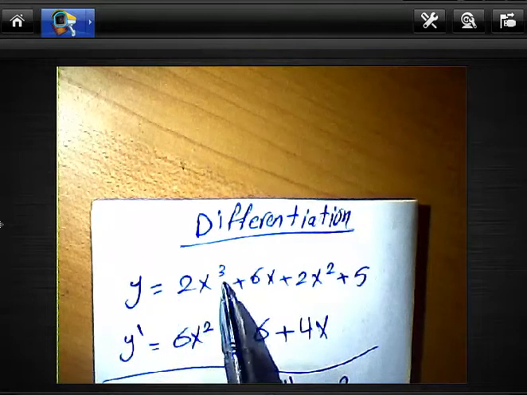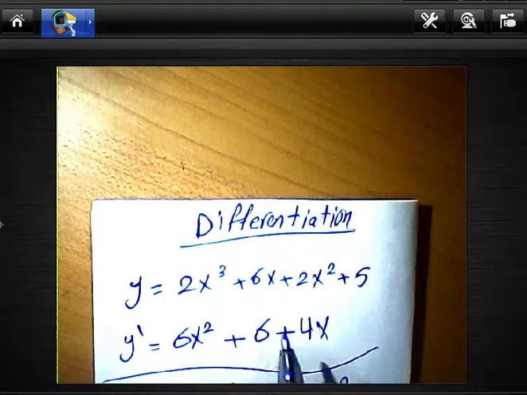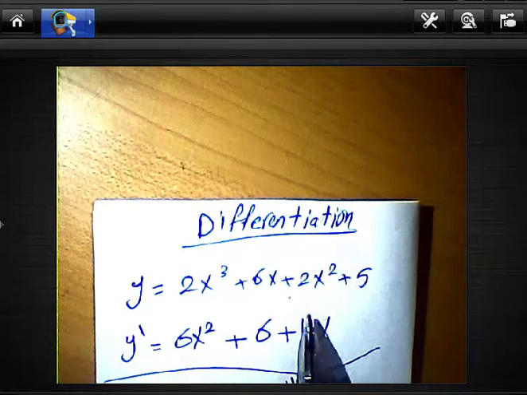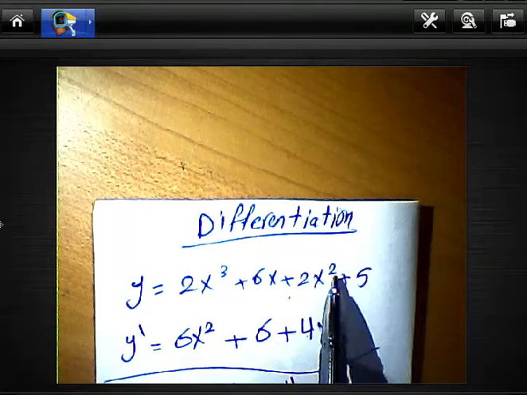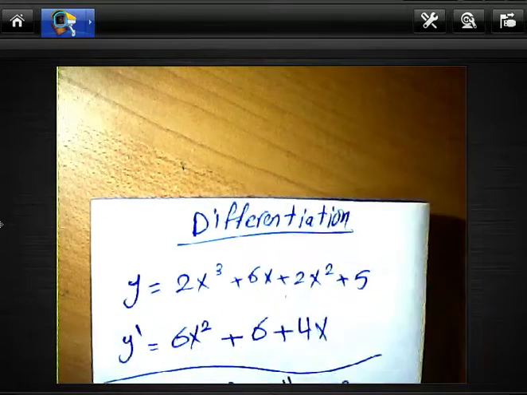We drop the 3, multiply by 2 to get 6, and subtract 1 from the power. The result will be 2. Plus 6x gives 6, the coefficient of x. Plus 2 multiplied by 2 equals 4x, and subtract 1 from the power. The result will be 4x. That is the derivative of this function.